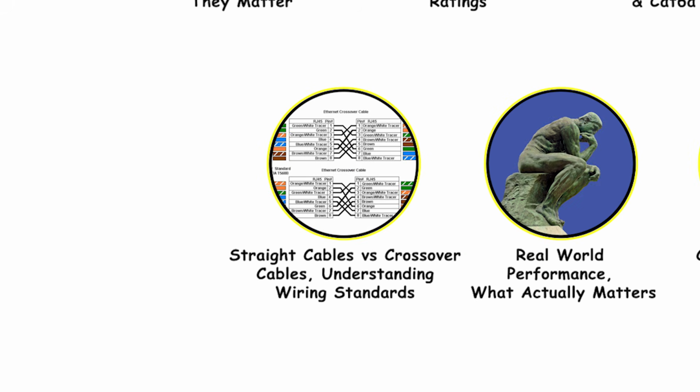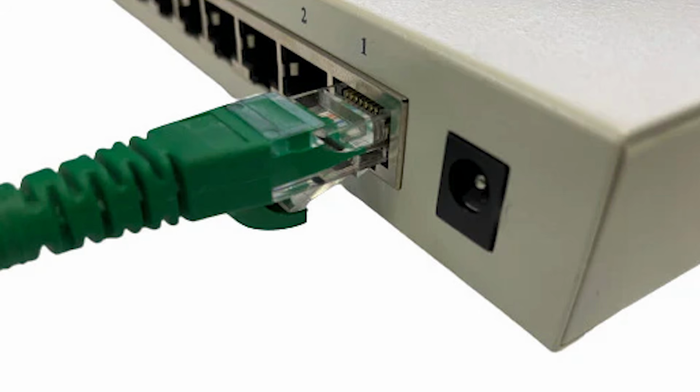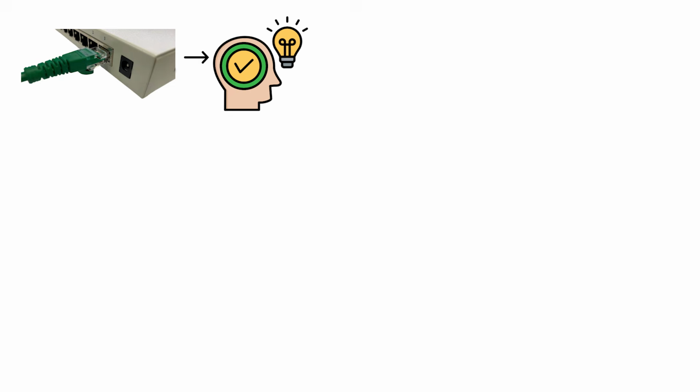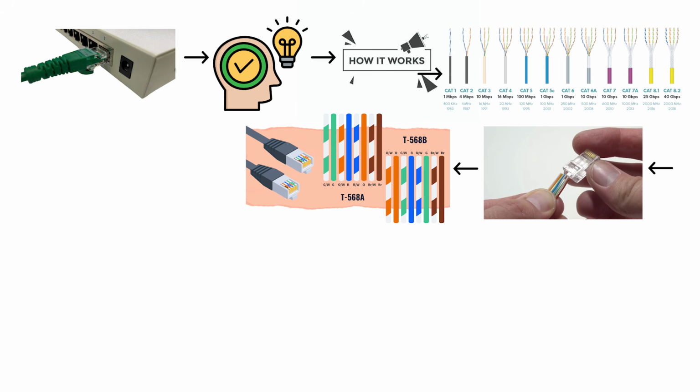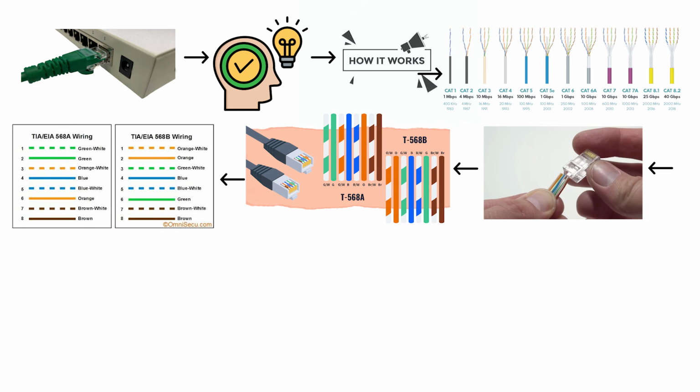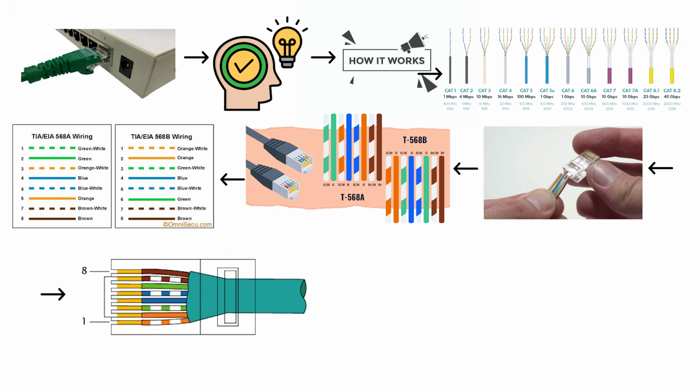Straight cables versus crossover cables. Understanding wiring standards. When you're making your own Ethernet cables or just trying to understand how they work, you need to know about wiring standards. There are 2 main standards called 568A and 568B, and these determine the order in which the colored wires are arranged inside the cable connector.